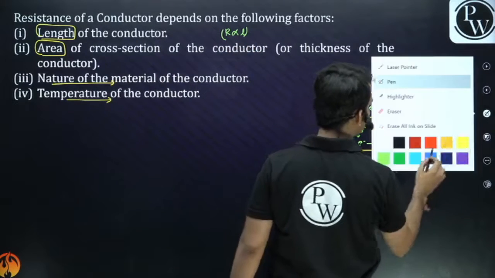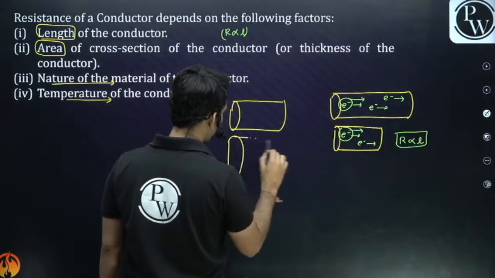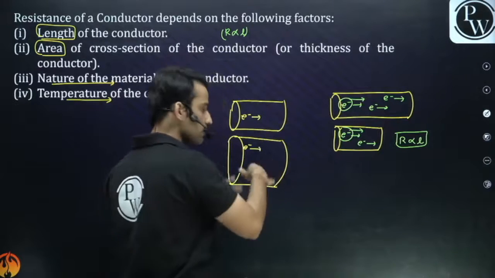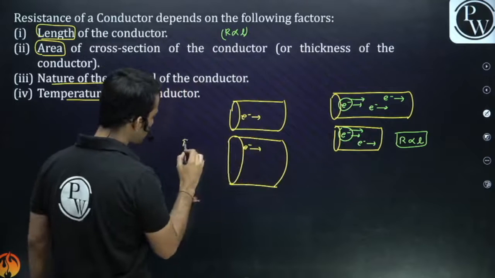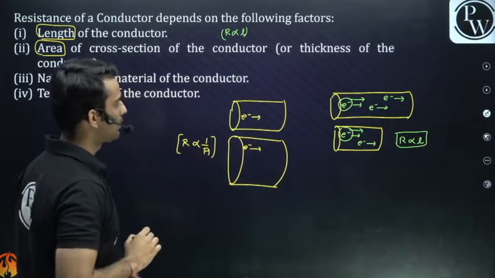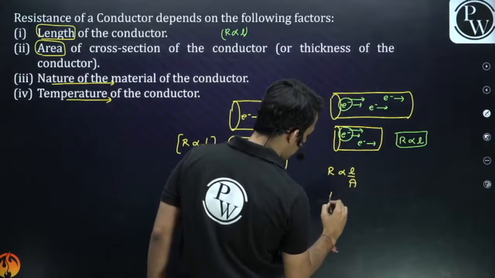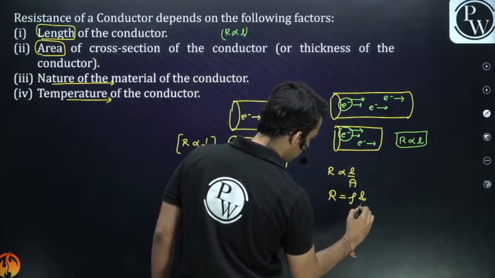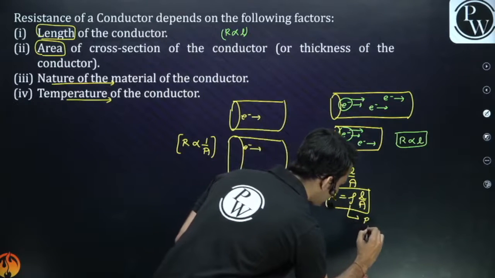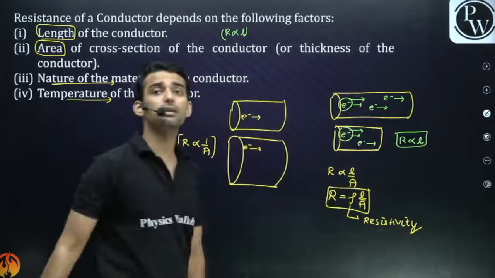What about the area, guys? If I talk about two conductors, so what do you think? In which case is it easier for the electron to cross? Obviously in this case it has more space. So more area means lesser resistance. So it is inversely proportional to the area, right? So guys, if I combine these two equations, R is proportional to L upon A. If you remove the proportionality, you will get a new constant known as rho. And this rho is known as the resistivity.